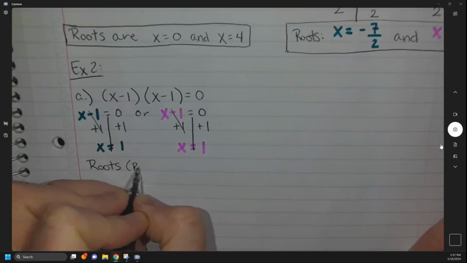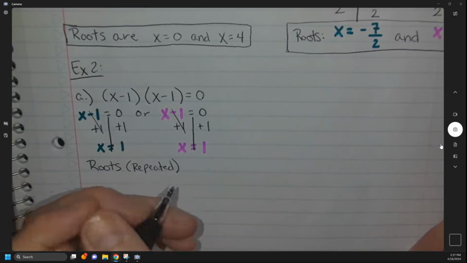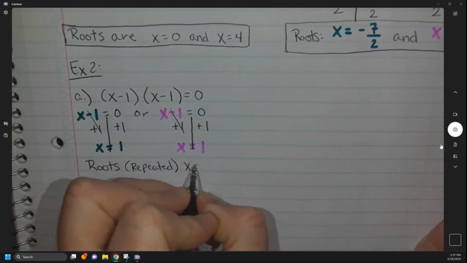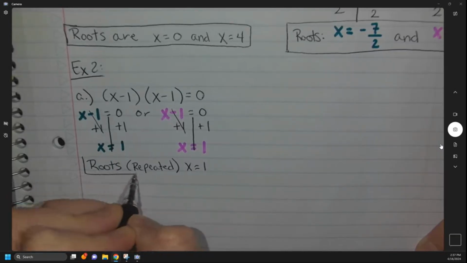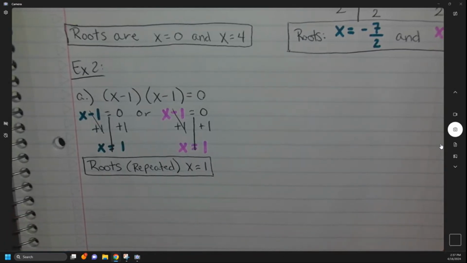I'm going to put in parentheses that they're repeated so we remember that. And it would be that x equals 1. So for this one, we would only really have one solution because we just get that same answer of x equals 1 both times.